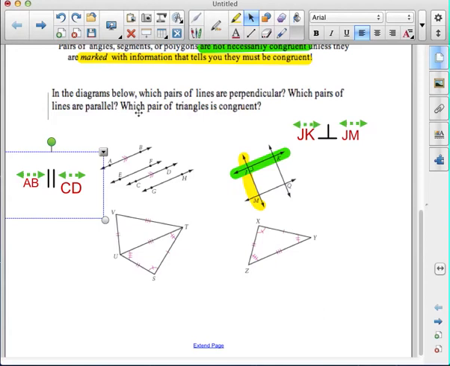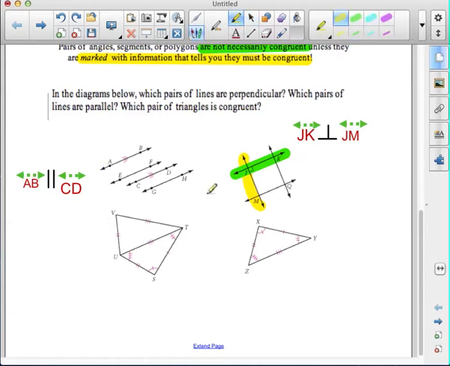Finally, let's answer the last question. Which pair of triangles is congruent? Here you notice I have three triangles. And if you guess that these two here are the ones that are congruent, you are correct.